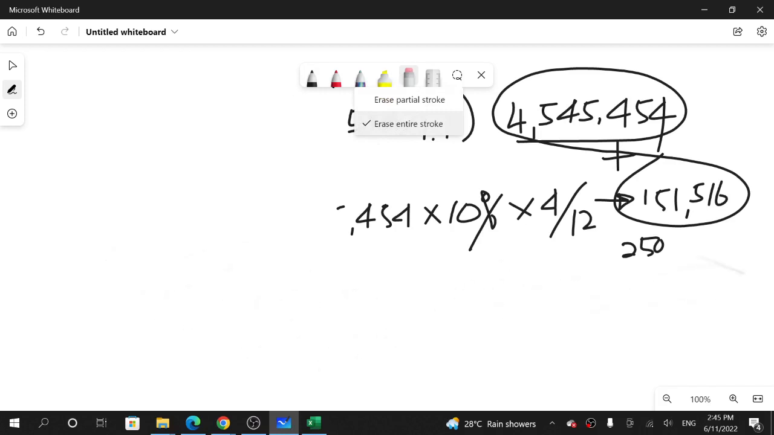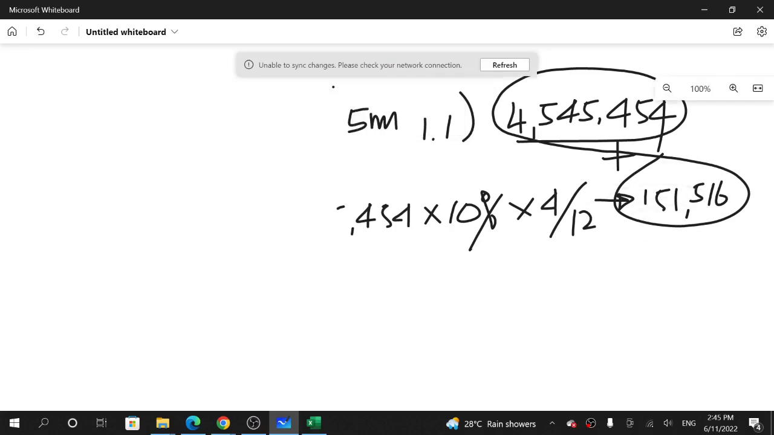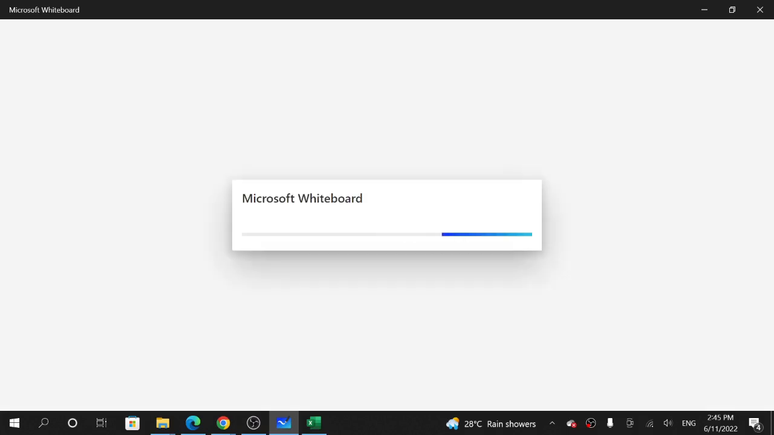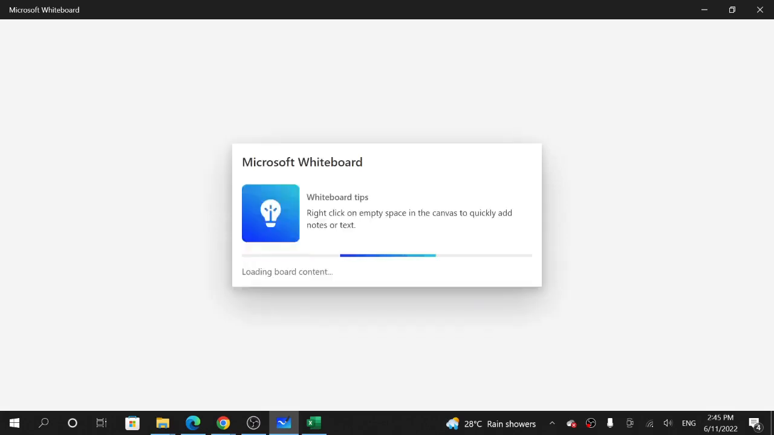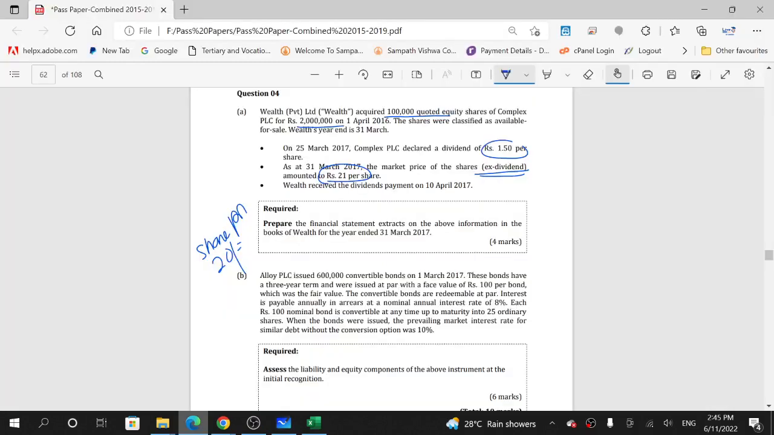They have purchased these shares. The price per share they purchased at is 20 rupees. So they have received a dividend of 1.50, and at the year end, they are saying that their ex-div price is 21 rupees per share.